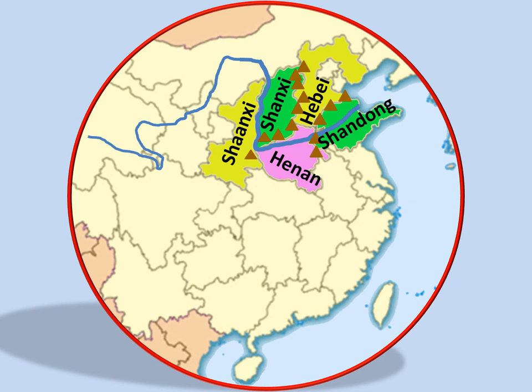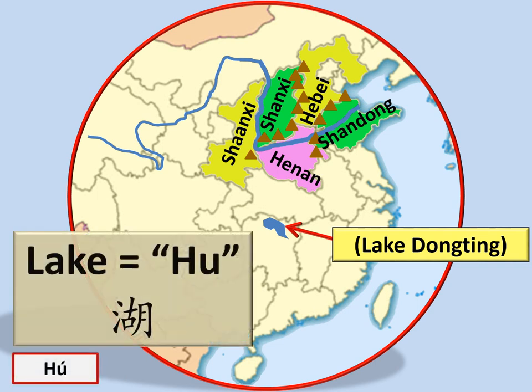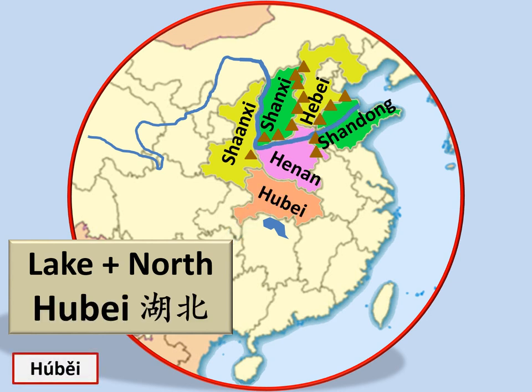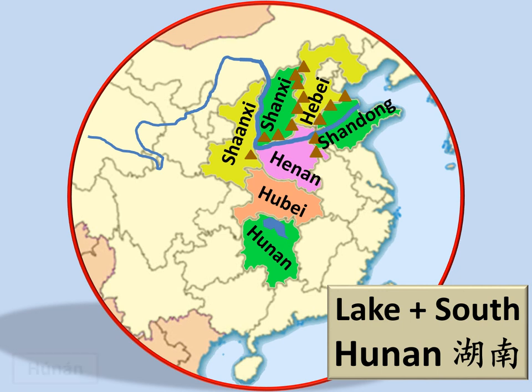That was easy. Let's keep going. Lake Dongping, shown on our map, has been enlarged to illustrate its location. The lake's position is good to remember, but its name is not important. The Chinese word for lake is Hu. You can probably guess how learning that word will help us. Lake plus north gives us Hubei, the name of the province north of this lake. Adding south after the word for lake produces Hunan, the province south of the lake.